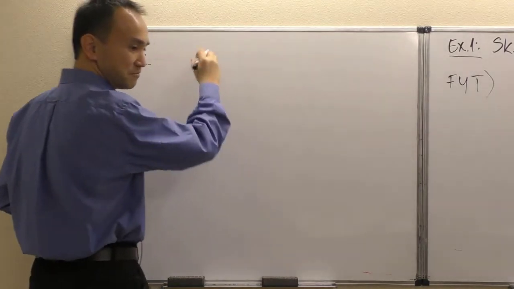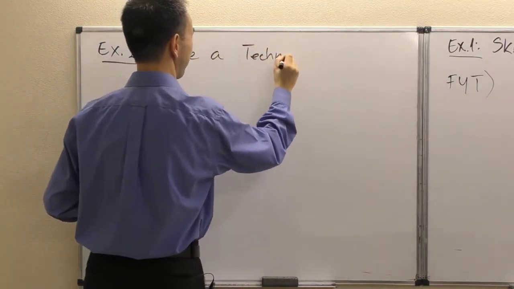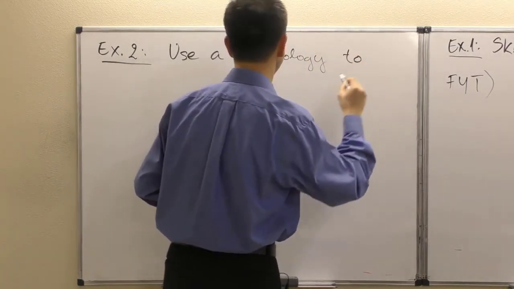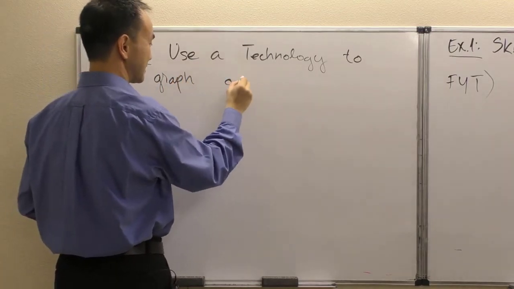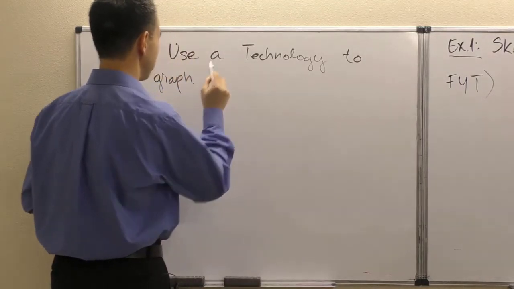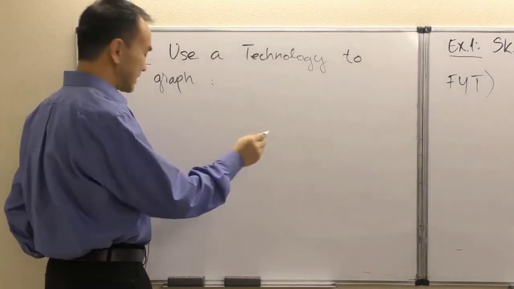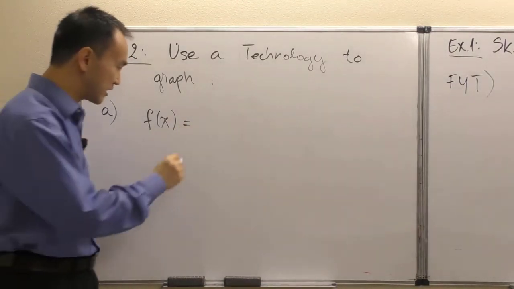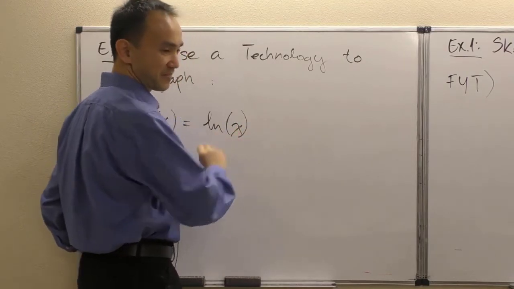So now I'm going to say we're going to use a technology to graph. All right, and that's all we need. So what are we graphing here? Let's say part A of this example. So let's look at f of x equals, so now it's my function here, and the rule of this function is taking the logarithm base e, so natural log of x. All right, natural log of x.